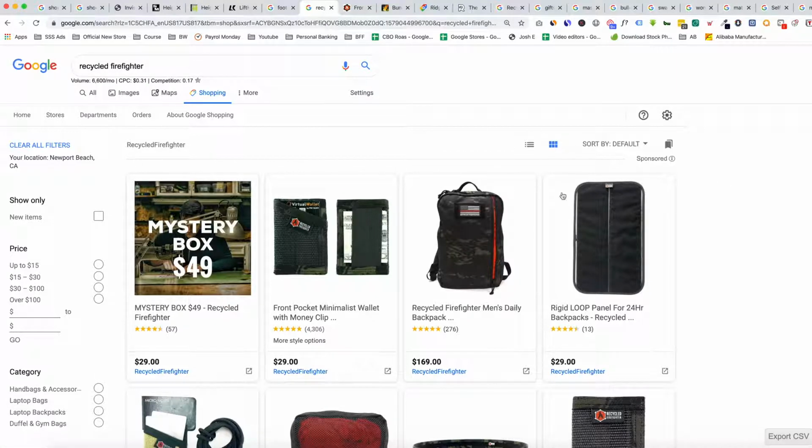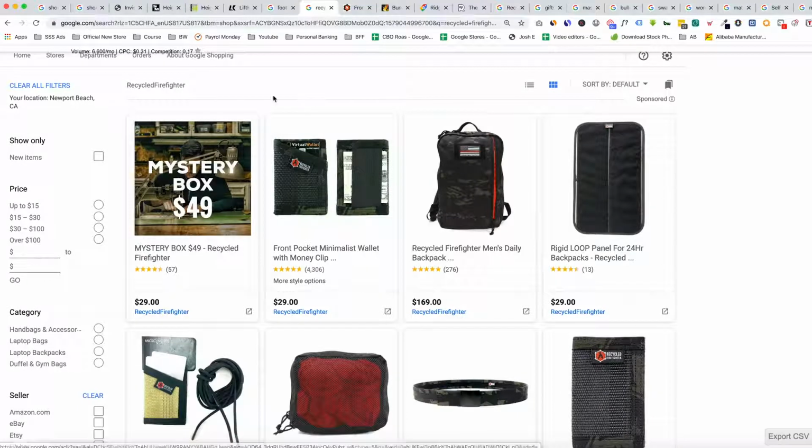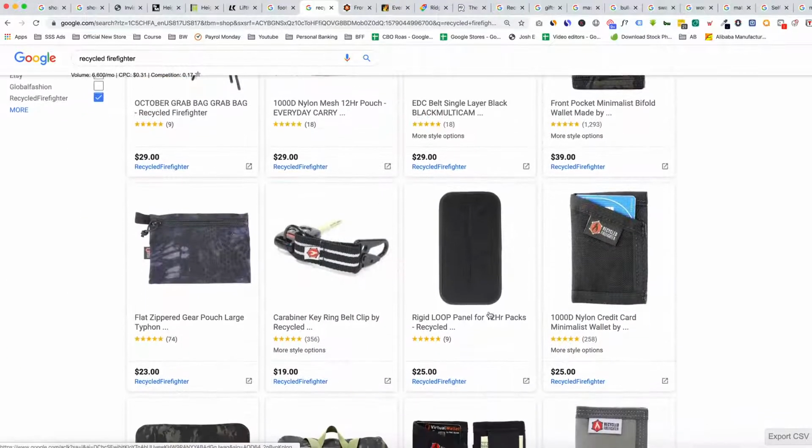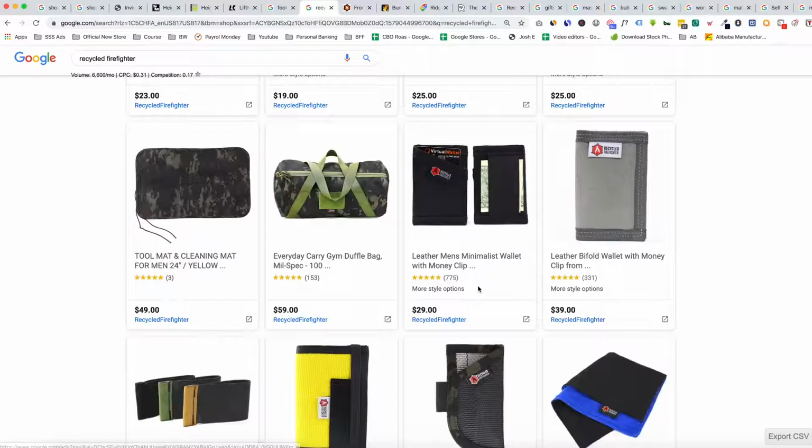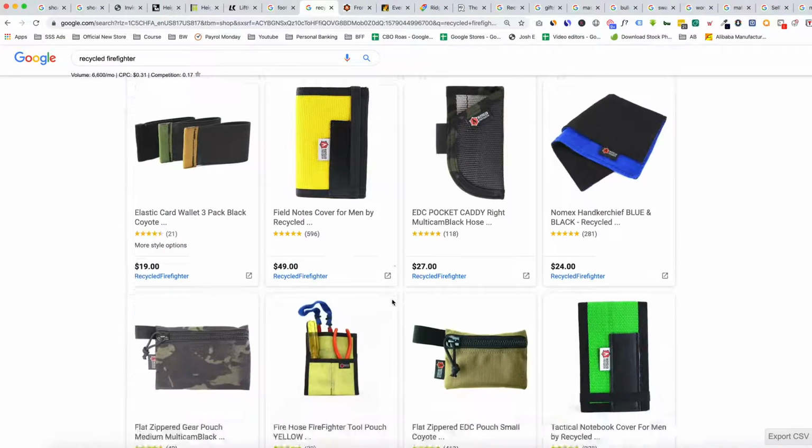So now anything that they have published to Google, which is most likely all of their products, now I can see their top products. And so most likely what their top products are is this mystery box, yes, this wallet, and a very simple looking backpack. Everything else below this is most likely just auxiliary products.